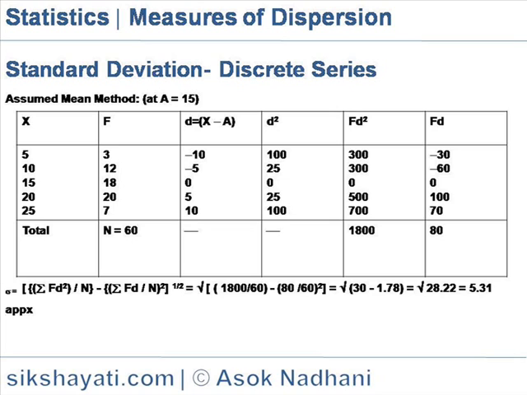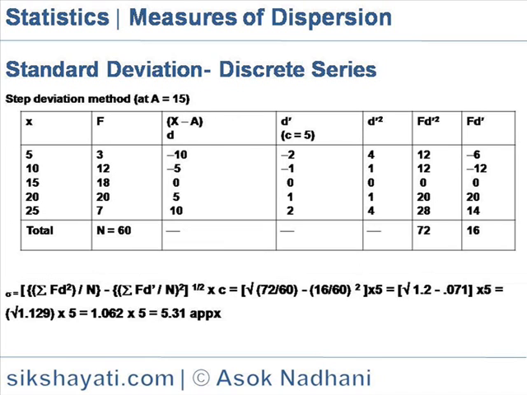next column fd. So putting the value in the formula, we get sigma is equal to square root of sigma fd square by n minus sigma fd by n square, the whole thing to the power half, that is square root. So is equal to square root of 1800 by 60 minus 80 by 60 square, so square root of 30 minus 1.78, that we get square root of 28.22, is equal to 5.31 approximately.